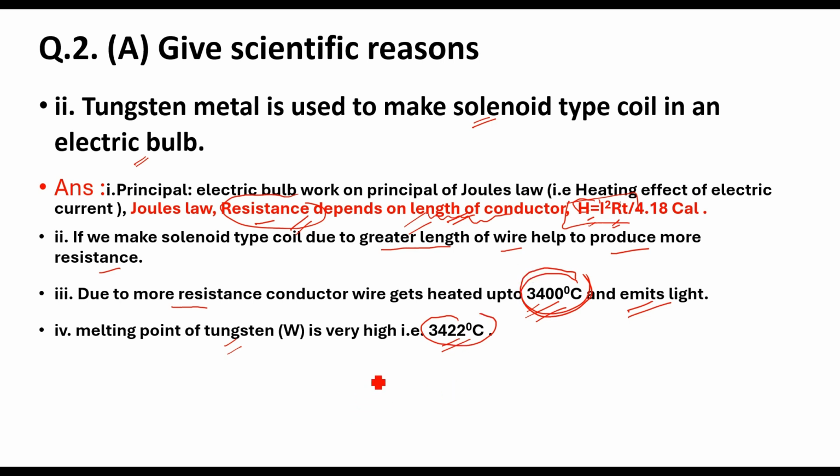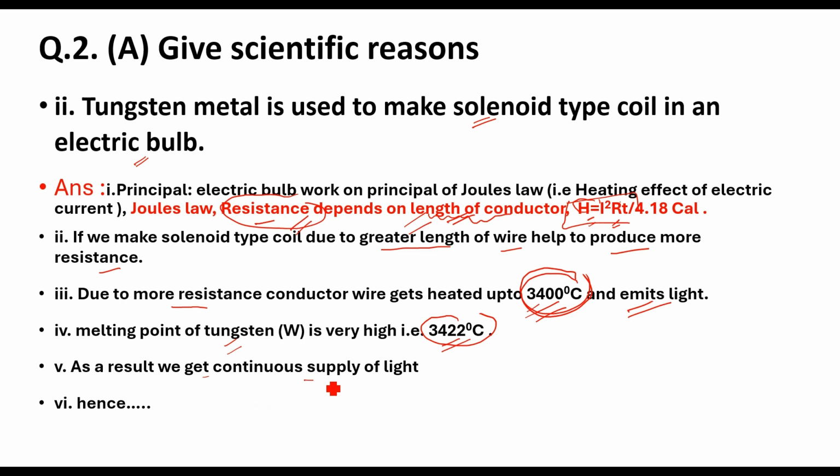And this is not possible if we use any other material, such as copper, which has a lower melting point; it would melt, and then we cannot get the bulb, maybe the bulb gets fused. That's why tungsten metal is used, because it has a very high melting point, and hence there is no breakage, and as a result we get a continuous supply of heat and light, and hence we use the electric bulb.